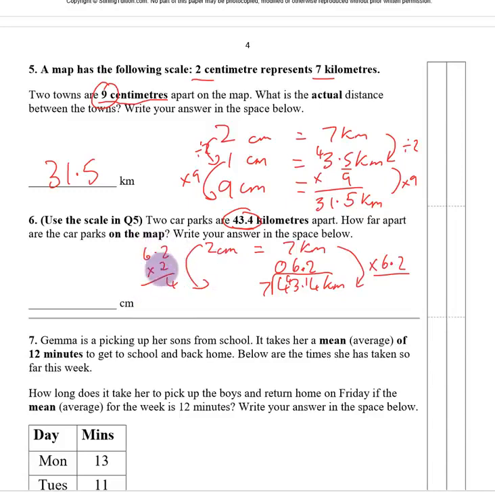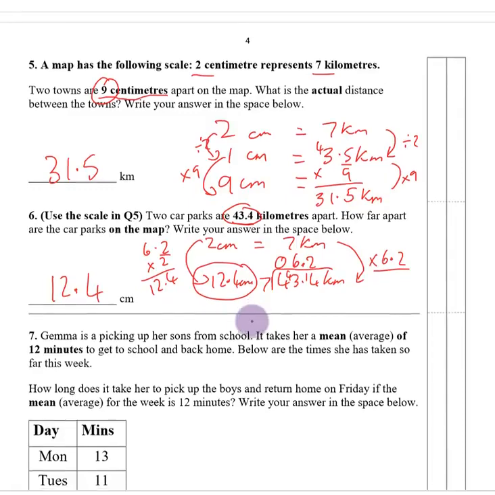2 times 2 is 4. 2 times 6 is 12. Not forgetting our 1 decimal place. So this would be 12.4 centimeters. Okay. So on the map, it's 12.4 centimeters, which would equal the 43.4. So our answer here would be 12.4.